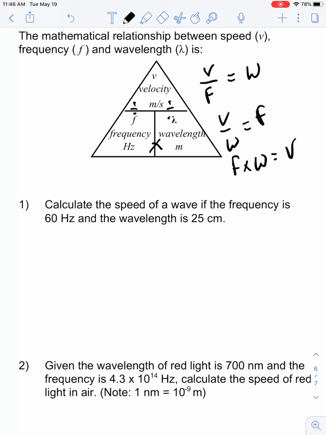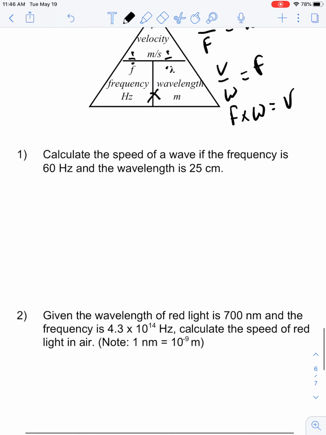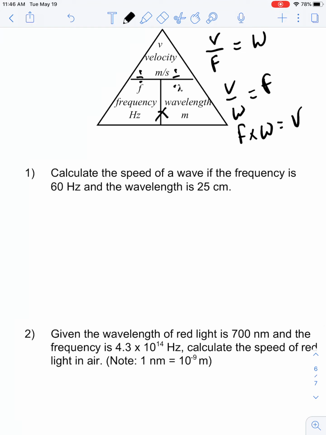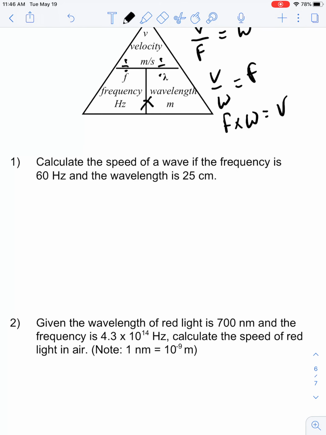Calculate the speed of a wave if the frequency is 60 hertz and the wavelength is 25 centimeters. I just want you to try these two questions. They're not hard. Just give them a try. I'll put the answers in your lesson for tomorrow. We don't spend a lot of time doing these types of calculations, but just so you know how to use that little triangle. And attached to this lesson will be a worksheet I want you to fill out. And that's it for today.